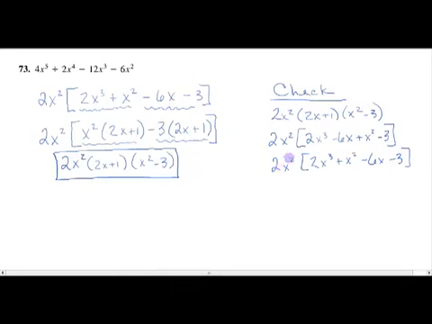Now I need to multiply the 2x squared through all four terms of that polynomial. So 2 times 2 is 4, x to the 2 and 3 is 5, plus 2 times x squared times x squared is x to the 4th, minus 2 times 6 is 12, x to the 2 and 1 is 3, minus 2 times 3 is 6, and my x squared. And I did come up with the same terms that I had in my original polynomial, so this is definitely the correct factorization.